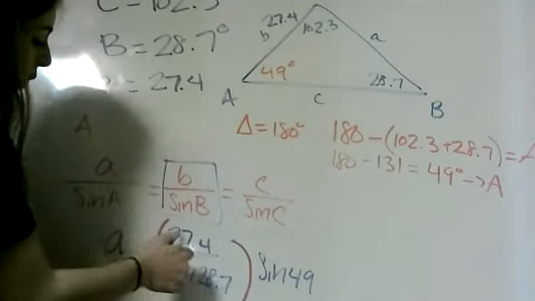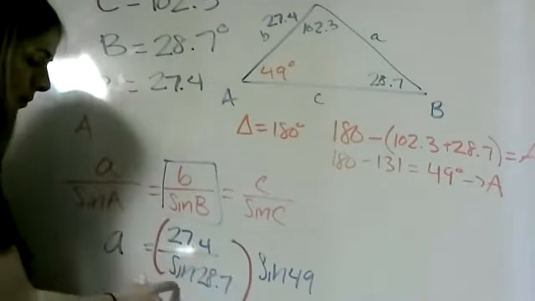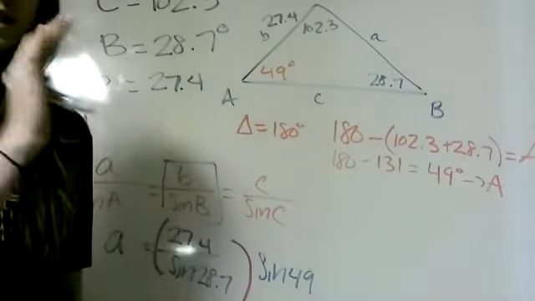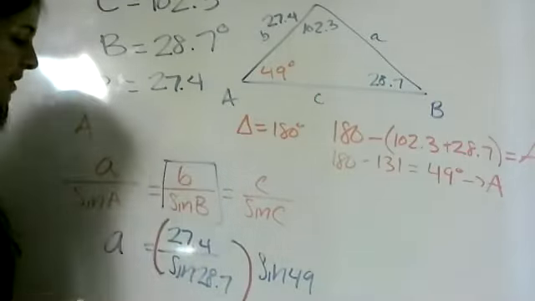Okay, so 27.4 and then division sign. Then you go type in the sine button. Again, sine is on your calculator. You're going to see sine, cosine, tangent. You just hit that sine button.